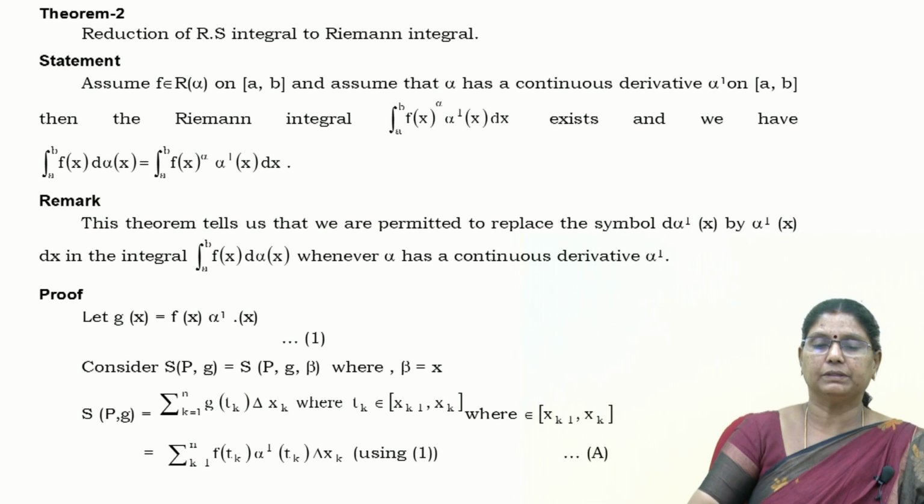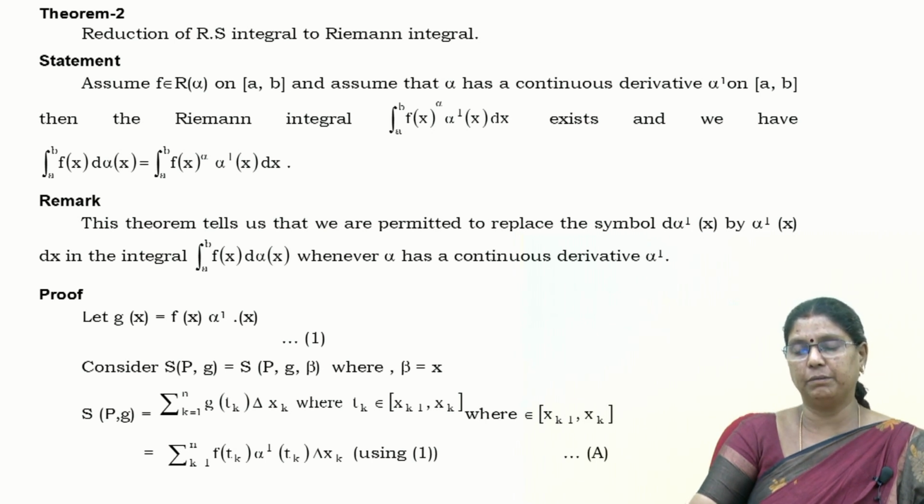The next theorem states the reduction of a Riemann-Stieltjes integral to a Riemann integral. Already we have seen that whenever alpha of x is equal to x, the Riemann-Stieltjes integral becomes a Riemann integral. So, here assume f belongs to R of alpha on the closed interval [a, b], and assume that alpha has a continuous derivative alpha dash on the closed interval [a, b].